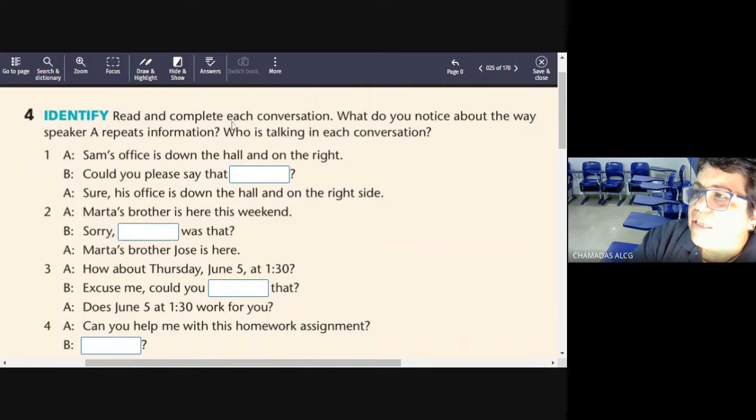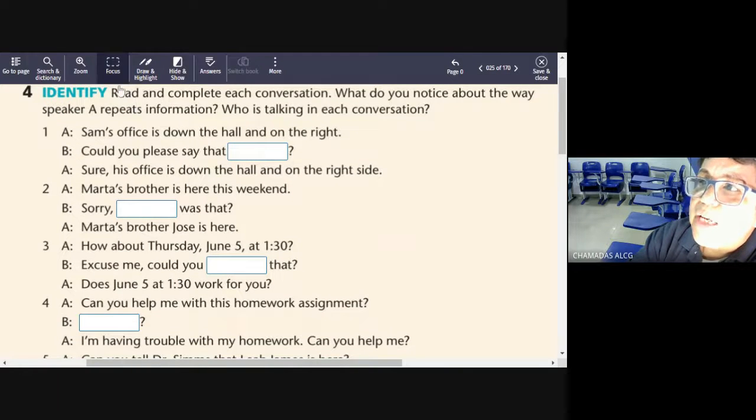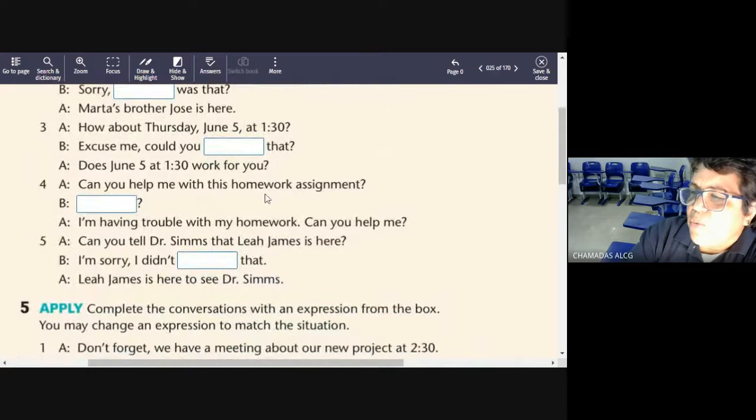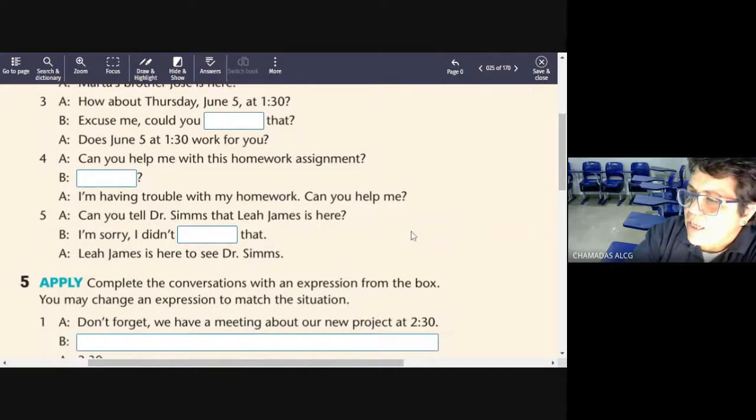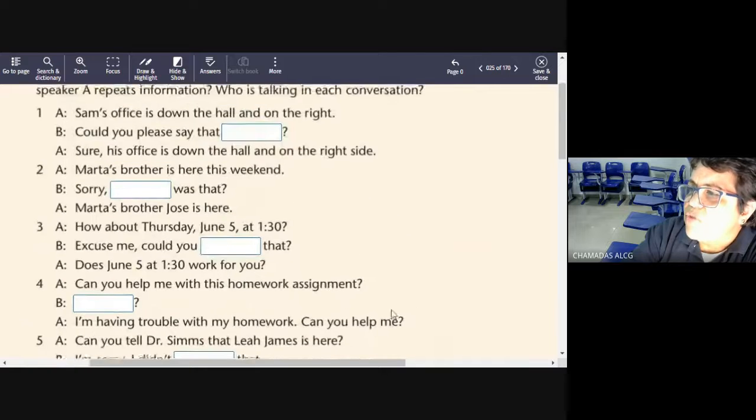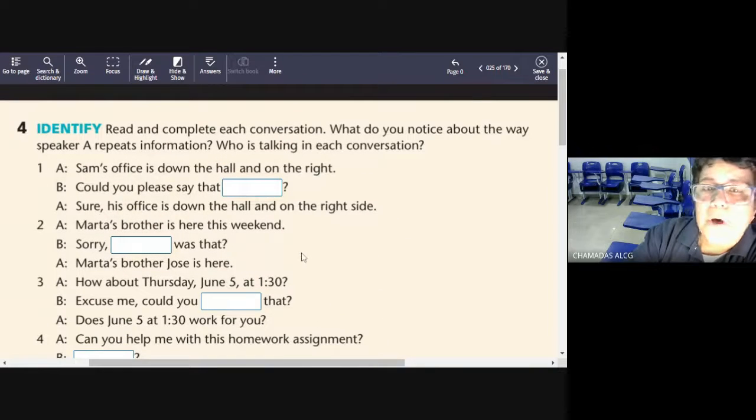Read and complete each conversation. What do you notice about the way speaker A repeats information? Who is talking in each conversation? Okay, so in this case, we are not going to listen, we are going to read. We have 5 questions and 5 different dialogues. We are going to complete the conversations with the expressions from the box, okay?